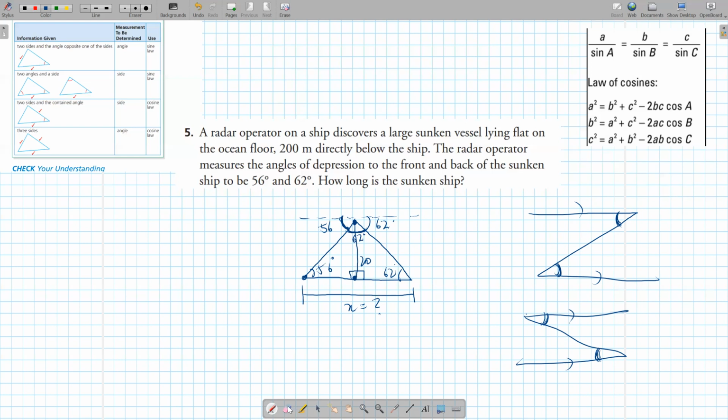All right, so whenever there's a 90 degrees, it's SOHCAHTOA. Keep that in mind, all right? What we're gonna do is cut this in half. We're going to first find this, and then find this, and then add them up and we get X.